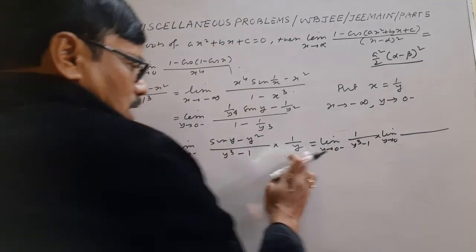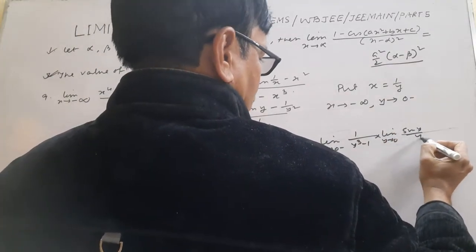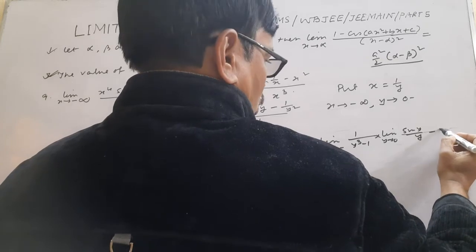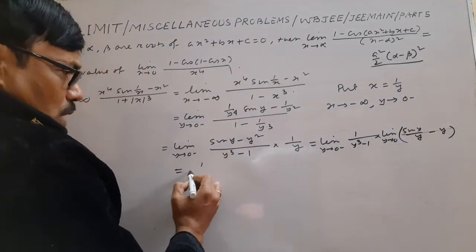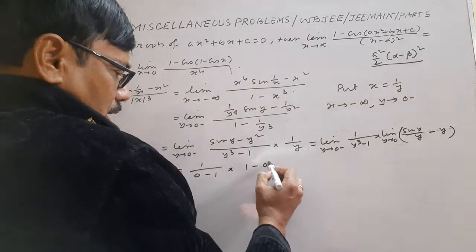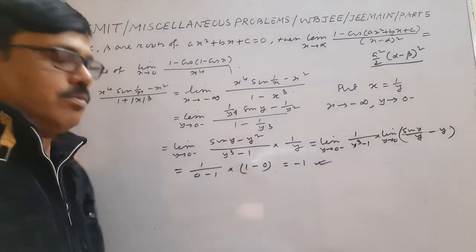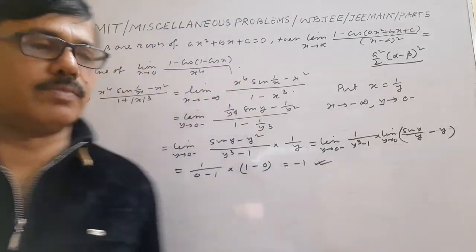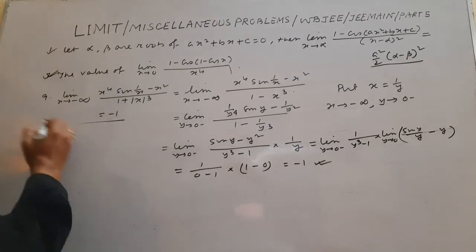So if you divide it by y, it is sin y/y − y. So this is 1/(0 − 1) times (1 − 0). So the value is −1. So what is the value of the limit? The value is −1.